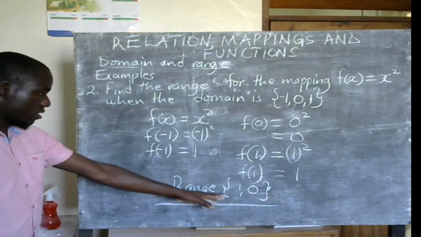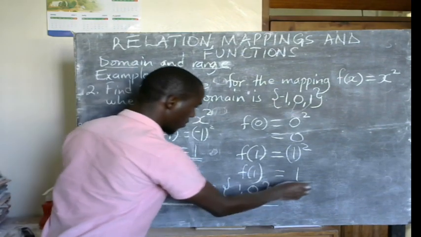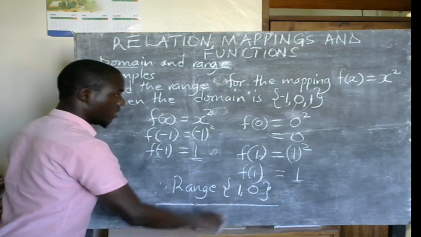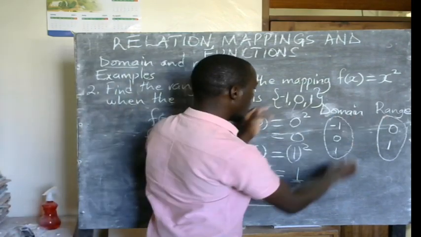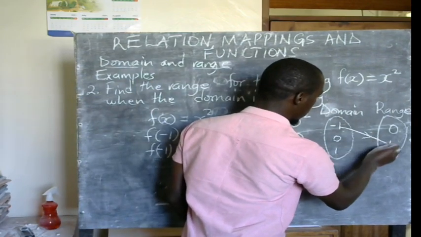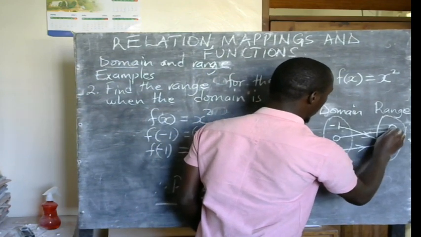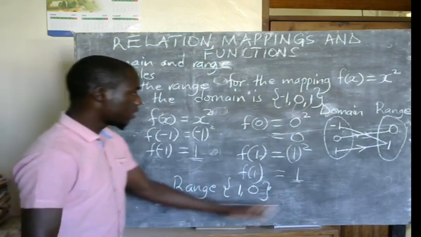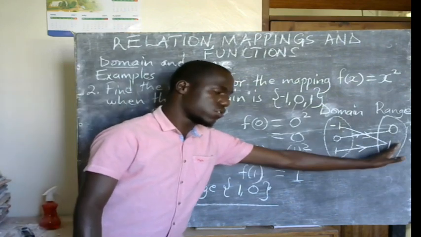Why am I writing it like this? Because I'm having 2 images which are the same, and I'm writing just one of them there. When I try to draw the arrow diagram, domain and range, the -1 is mapped onto 1, and so is the 1. Then the 0 is mapped onto the 0. You can see that this one shows a kind of mapping which is many to 1.